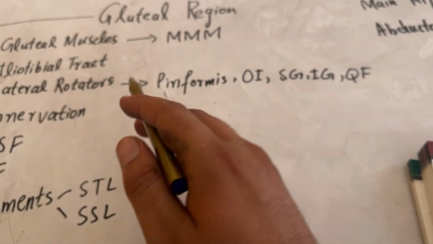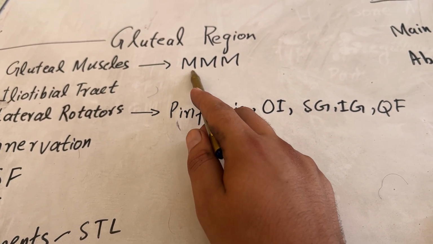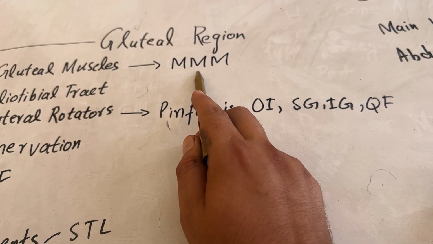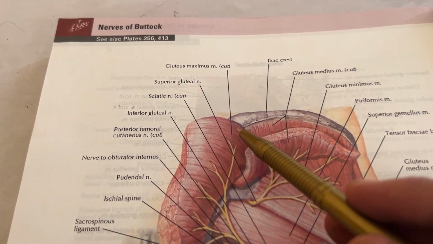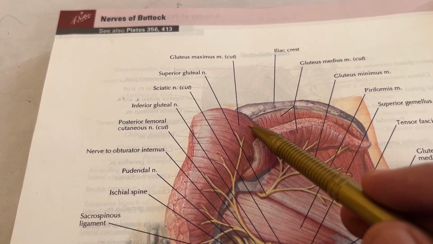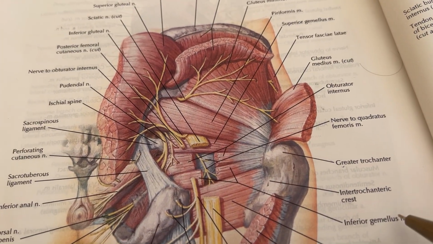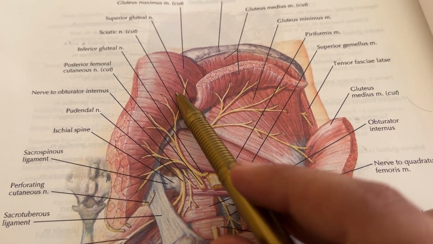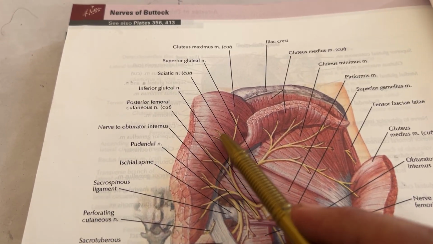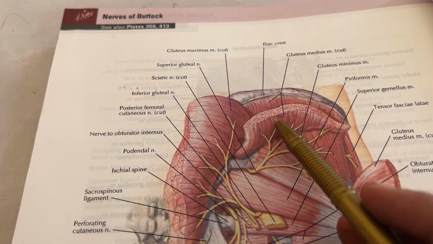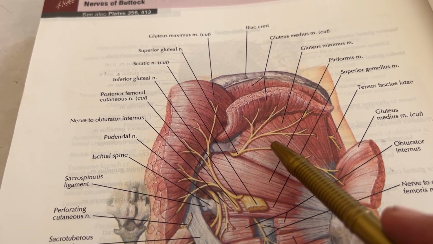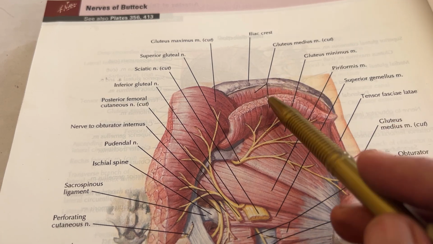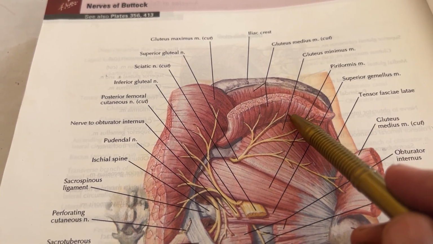Gluteal muscles are three in number: gluteus maximus, gluteus medius, and gluteus minimus. In this diagram, this is the cut end of the gluteus maximus. The gluteus maximus is the most superficial, after that is gluteus medius, and the deeper one is gluteus minimus.